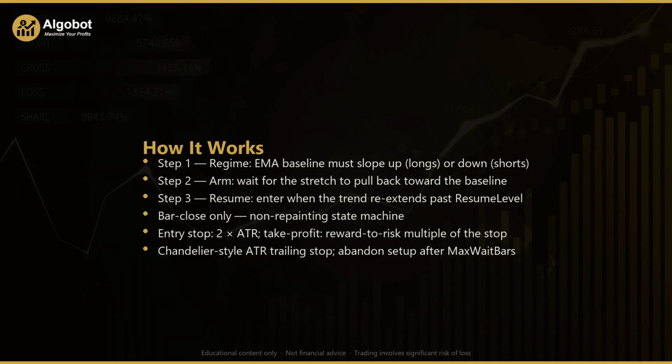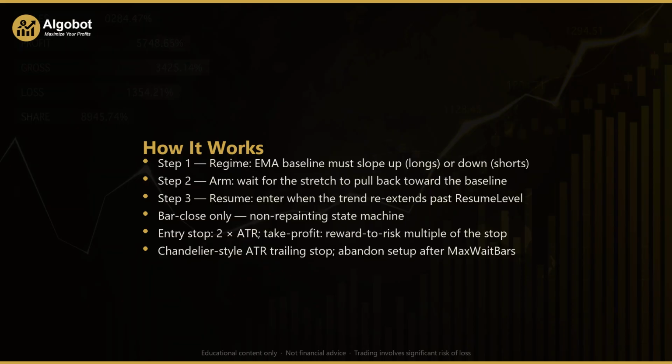The third step is resume. Once armed, the strategy waits for the trend to re-extend. For a long, it needs a bar that closes higher than it opened, closes above the previous bar's high, and pushes the stretch back up beyond the resume level, which defaults to 0.6 ATRs. All three conditions must line up. The short side is a mirror image, a bar that closes lower than it opened, closes below the previous bar's low, and pushes the stretch beyond negative 0.6. If either the regime flips or 6 bars pass, the max wait bars limit, without a resumption, the setup is abandoned and the strategy returns to scanning.